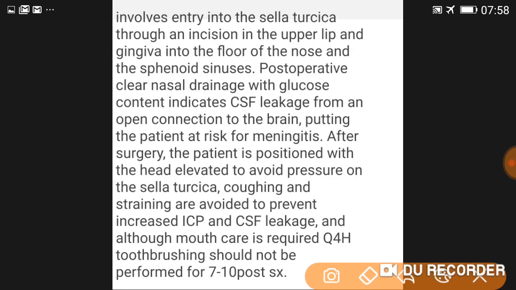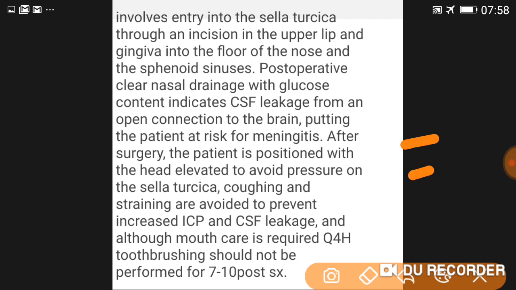The surgery involves entry of the sella turcica through an incision of the upper lip, gingiva, into the floor of the nose, sphenoid. Post-operative clear nasal drainage with glucose content indicates CSF leakage from an open connection to the brain, putting the patient at risk of meningitis.